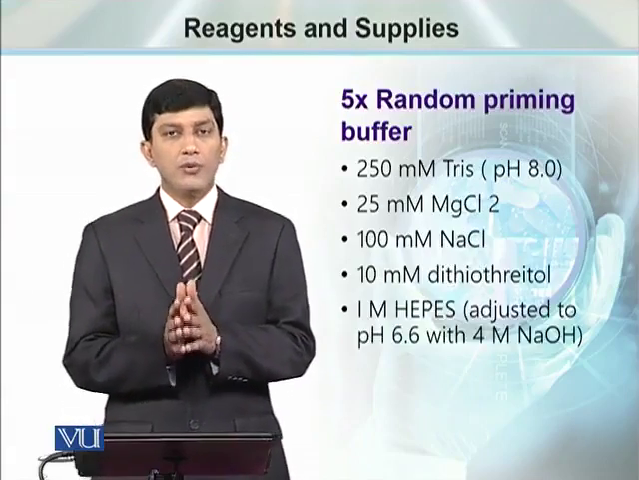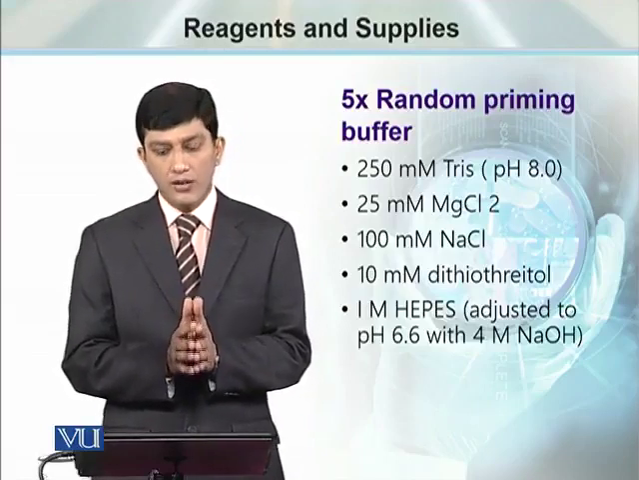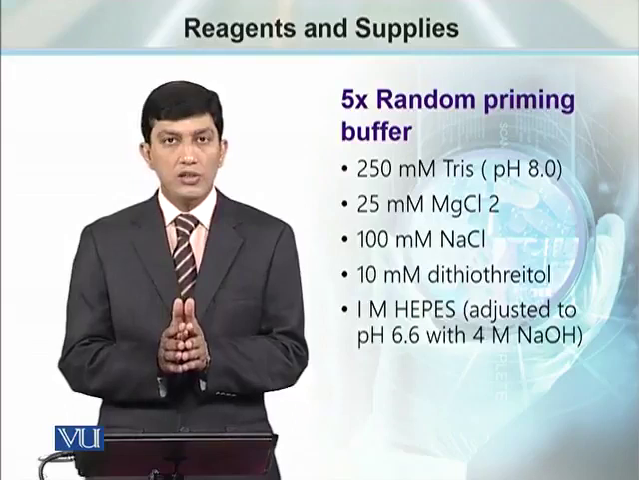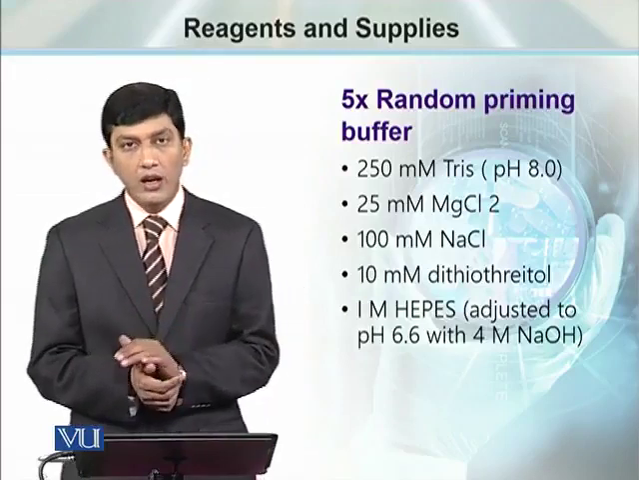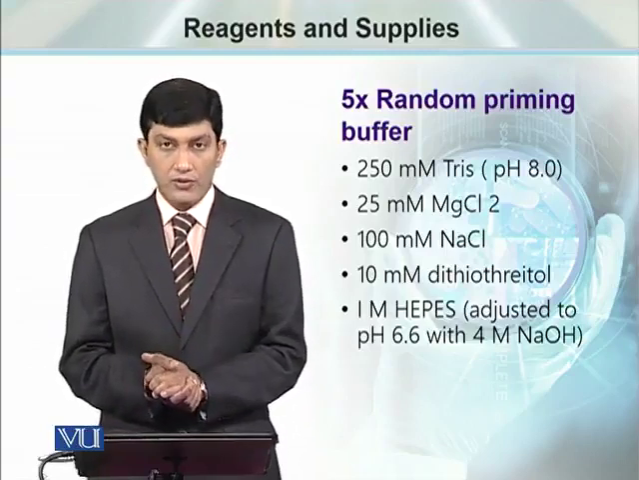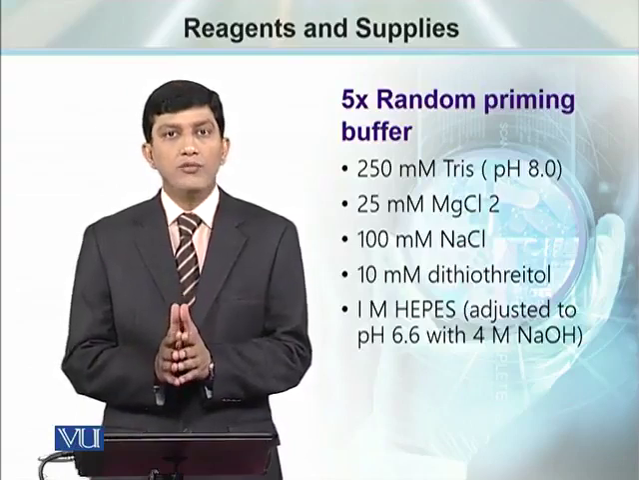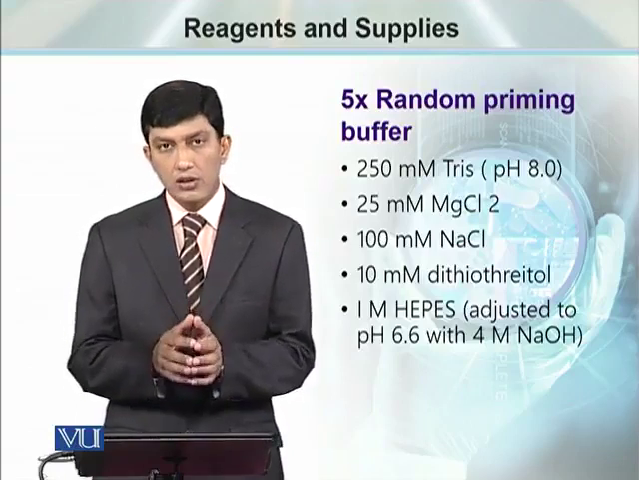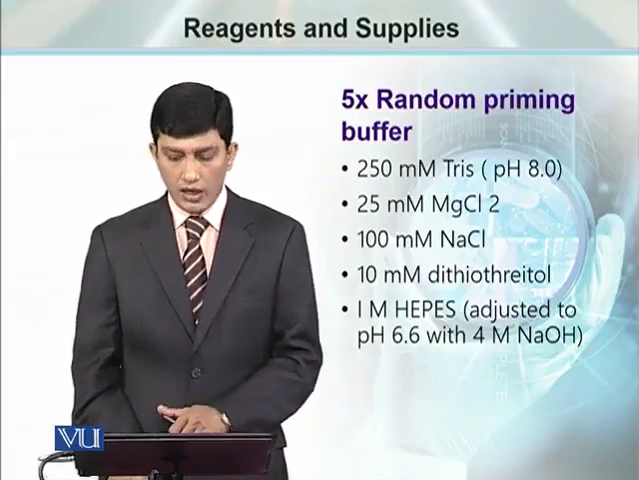Random priming process को carry on करने के लिए we use 5x random priming buffer which contains tris, magnesium chloride, sodium chloride, dithiothreitol and HEPES. At the end of the preparation, you have to adjust its pH near 6.6 using the sodium hydroxide.